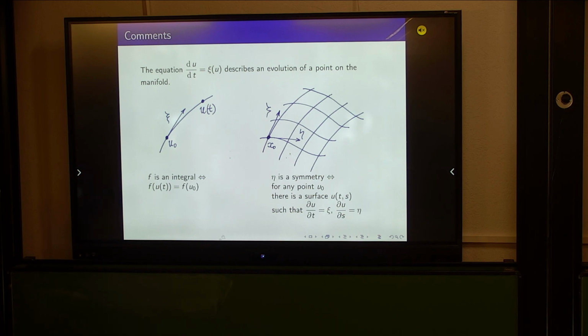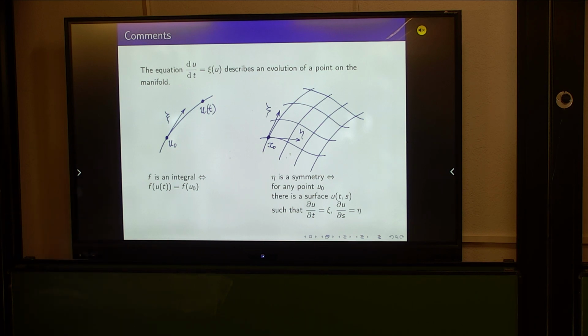What is this dynamical system? A dynamical system describes the evolution of a point on the given manifold. So I take a point u0, the initial condition, and I have a vector field, and under the action of this vector field, this flow, this point u0 moves, it evolves, and I can consider trajectories of this vector field. And function f is a first integral if and only if it is constant under this evolution.